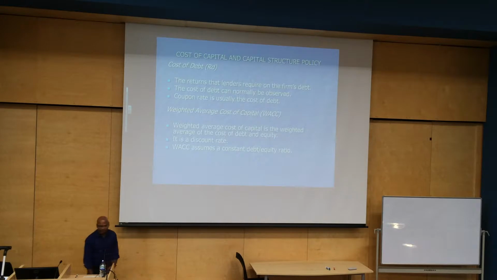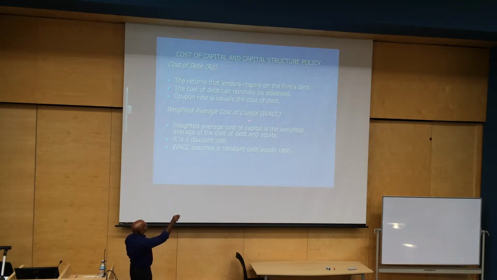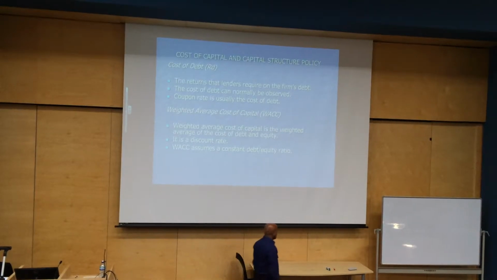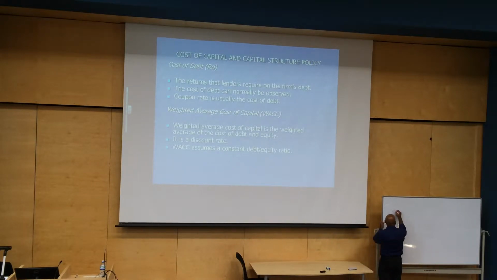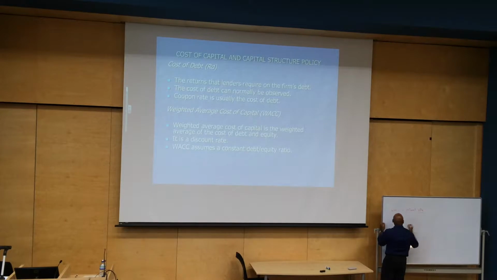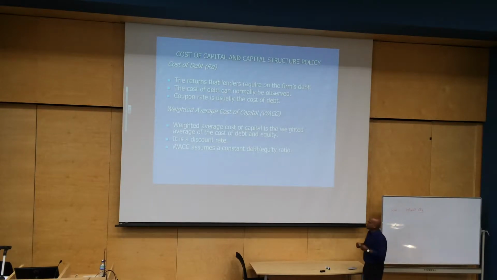Given that, what is the weighted average cost of capital? The weighted average cost of capital is the weighted average of the cost of debt and equity. It is a discount rate. It is an interest rate.